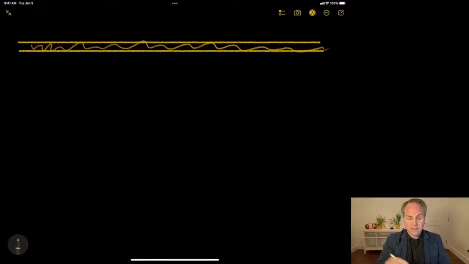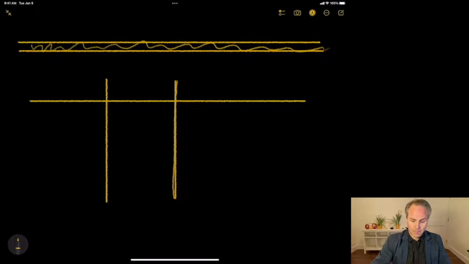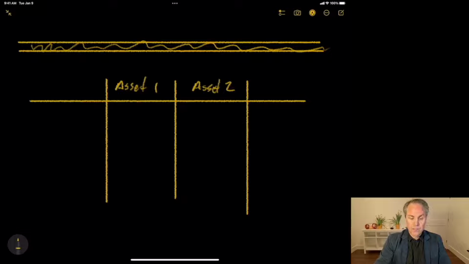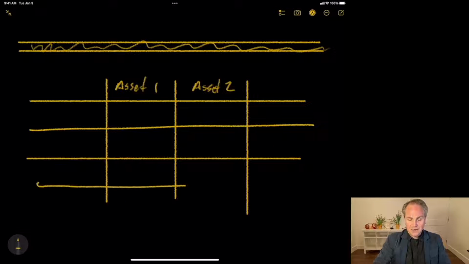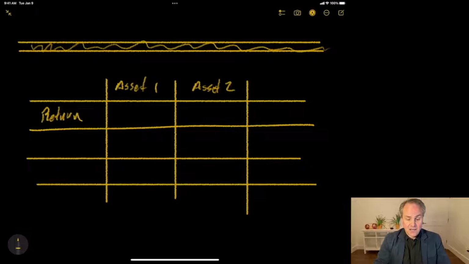And really what we need to do is come up with a table and figure out what those assets should be like. So here's asset 1. Asset 2. So what is he going to have to think about for all these assets? He's going to have to think about the return. A low returning asset is not going to work for him because he doesn't have enough money to save up.